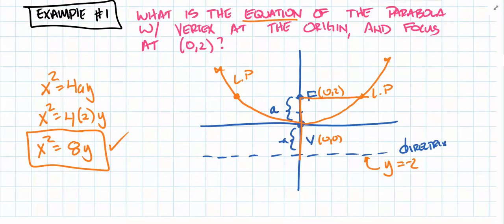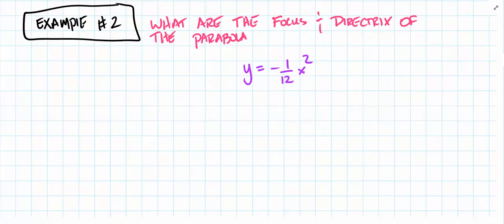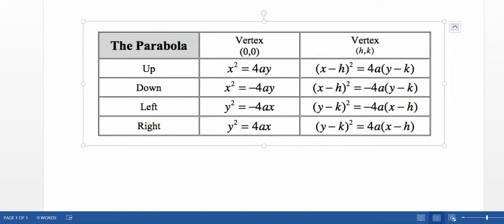Okay, here's example number 2. It says, what are the focus and the directrix of the parabola y equals negative 1/12 x squared? Well, if I compare this to the form of my vertex for up, down, left, and right, you'll notice that it's not quite in the right form because I want to get x squared or y squared by itself.